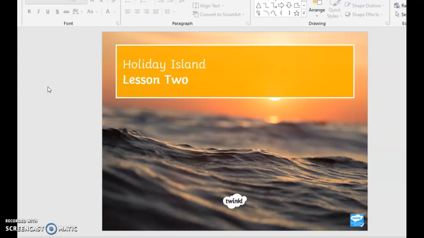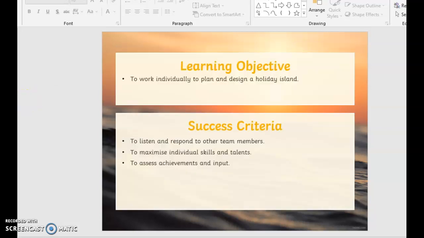What you're going to be doing in this next assignment is using those words to create a holiday island. You will work by yourself to plan and design a holiday island. That means the island that people want to visit will be designed by you. So you're going to design the whole island, what it looks like, what it has on it, what is done there, and who lives there.